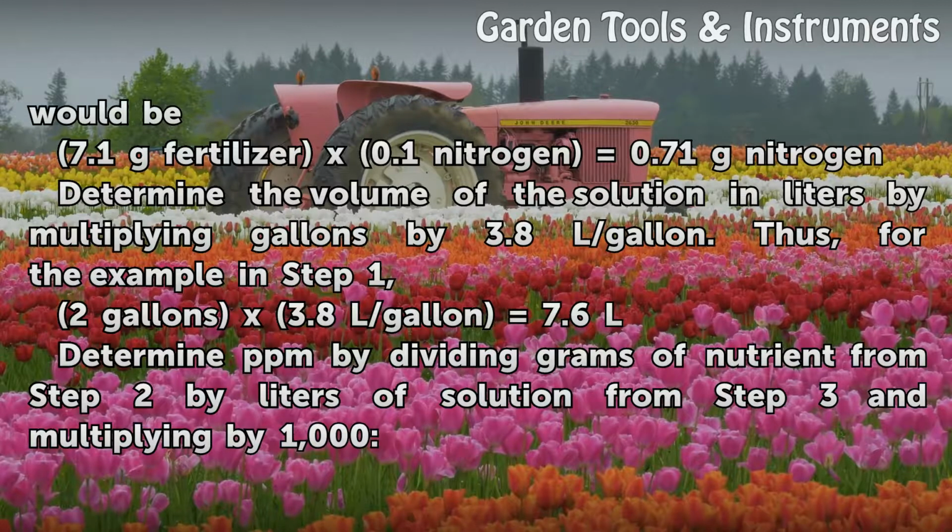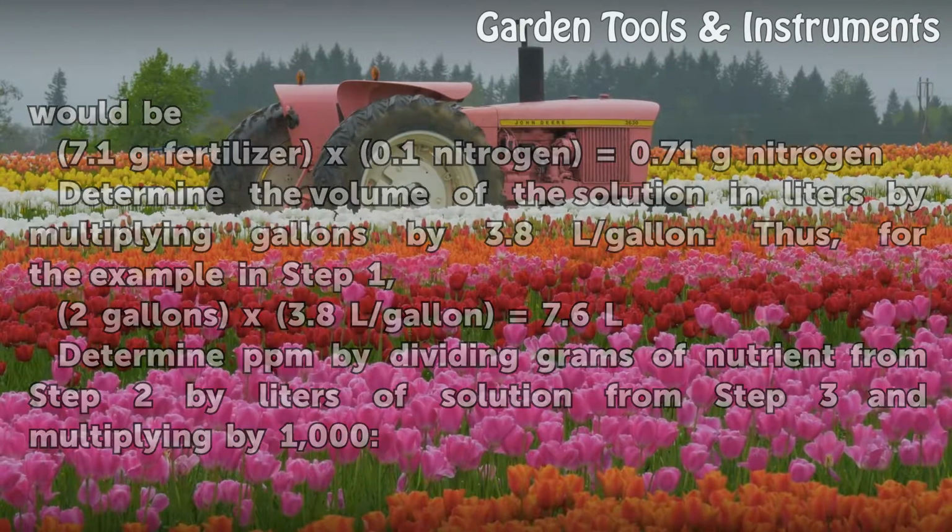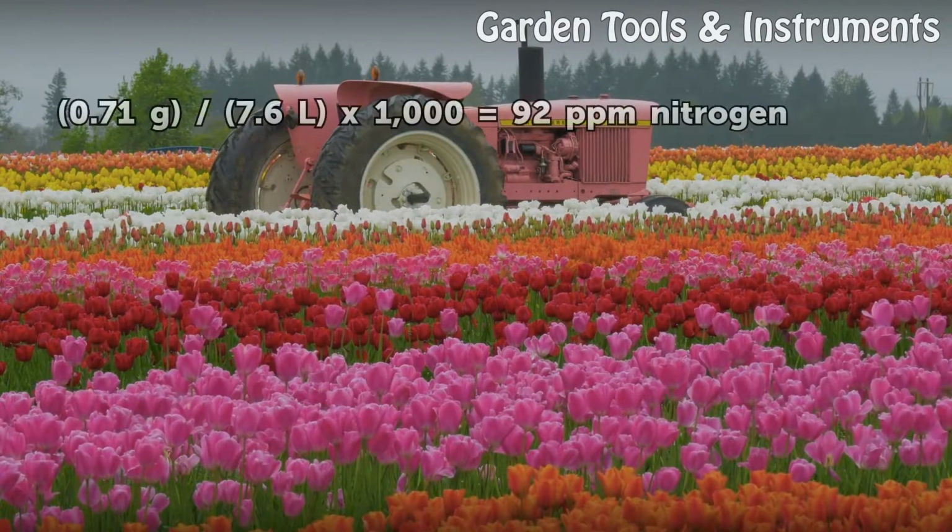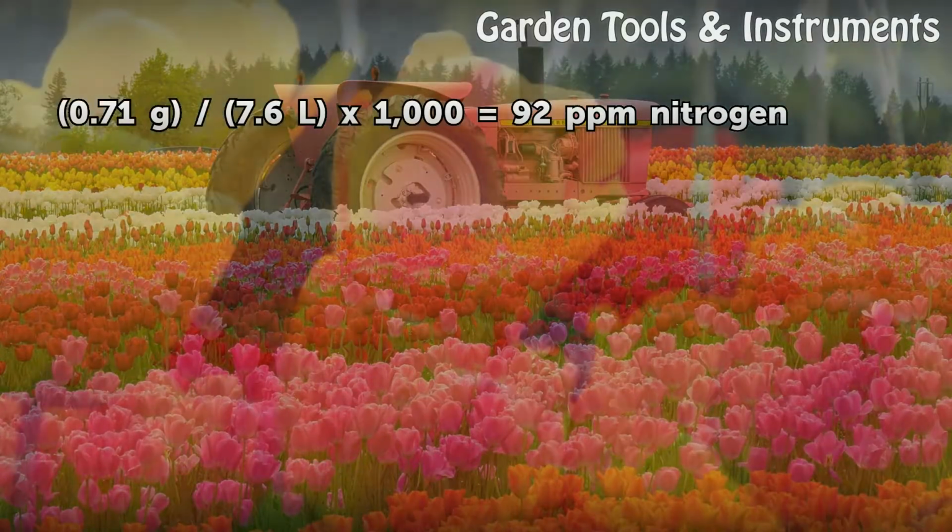Determine ppm by dividing grams of nutrient from step 2 by liters of solution from step 3 and multiplying by 1000. 0.71 grams / 7.6 liters x 1000 equals 92 parts per million nitrogen.